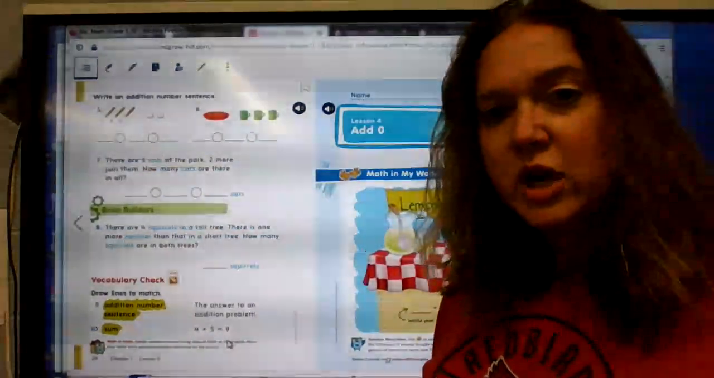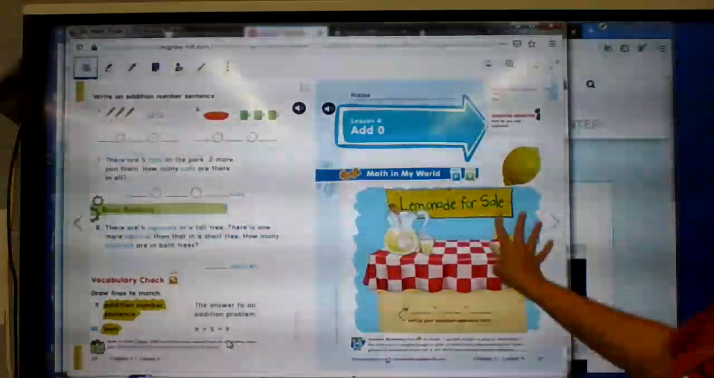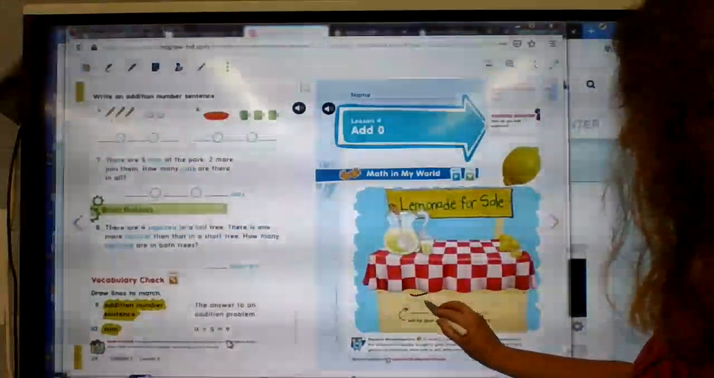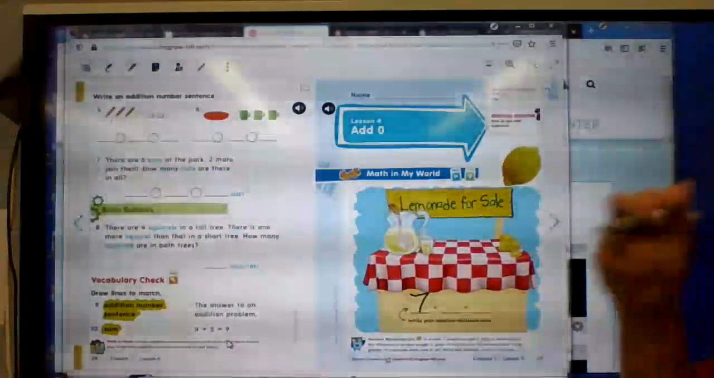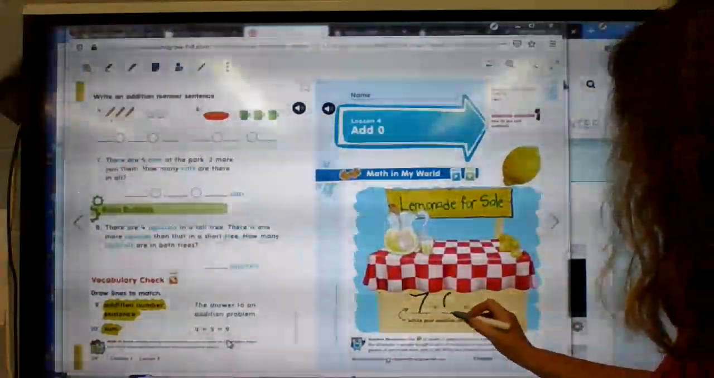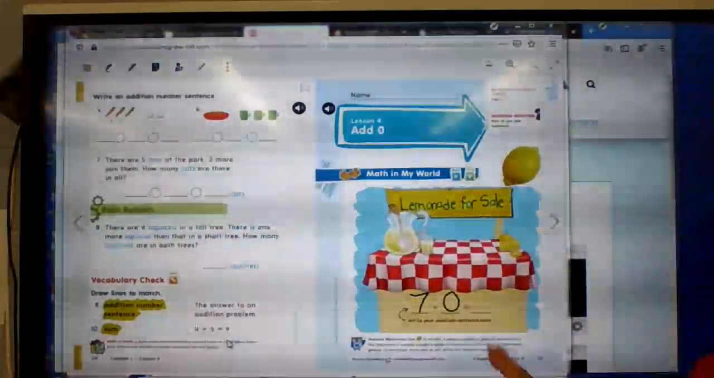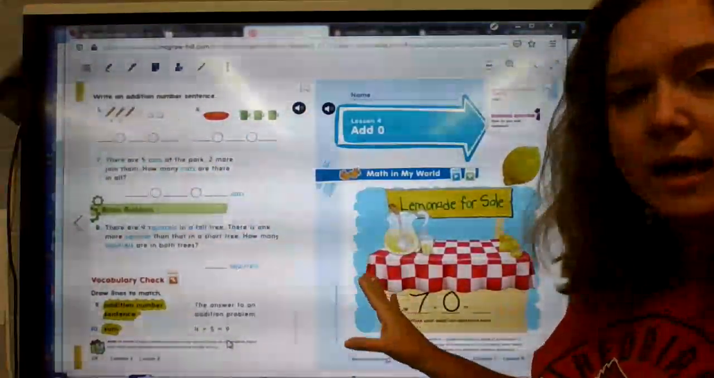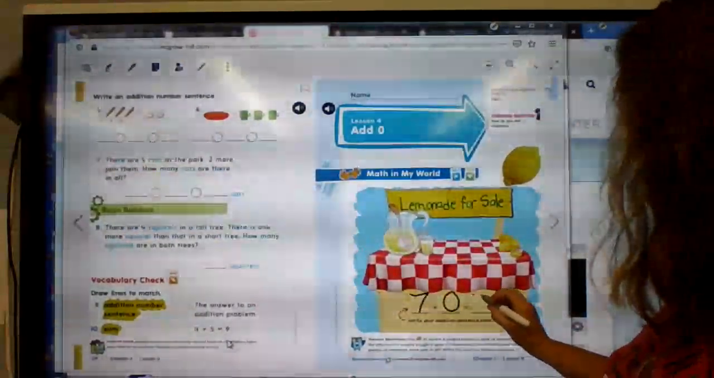So we're still talking about adding 0. We're going to pretend that this is a lemonade sale. And in the morning, 7 people came and bought lemonade. So write 7 on your page. And then in the afternoon, 0 people came to buy lemonade. So remember, when we're adding 0, 0 means nothing. So in this case, it means no one else. And so it's always going to be the other number. 7 plus 0 equals 7.